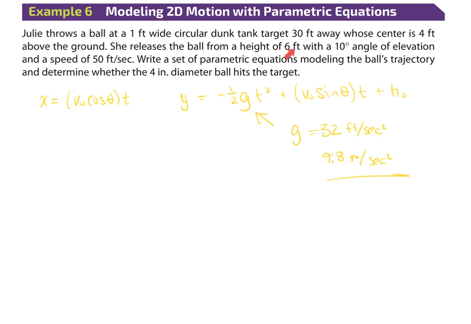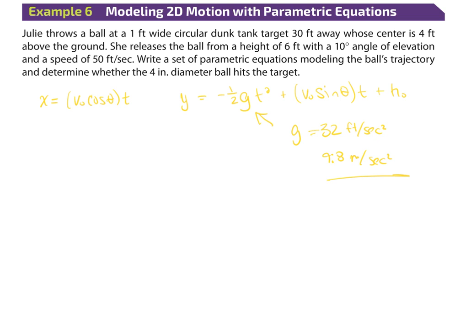We have an initial height. Initial height is going to help me here. 10-degree angle of elevation. Well, that's going to help me here and here. Initial speed of 50 feet per second. Well, that's going to help me v sub naught. And because we're on the earth and we are talking feet, we're going to have my gravity at 32 feet per second squared. Okay? So all we're doing here to set up my parametric equations is plugging that stuff in.